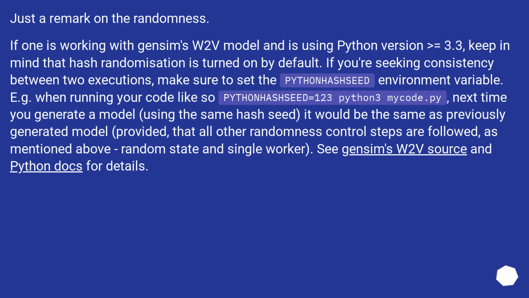For example, when running your code like so: PYTHONHASHSEED=123 python3 mycode.py. Next time you generate a model using the same hash seed, it would be the same as the previously generated model, provided that all other randomness control steps are followed, as mentioned above: random state and single worker. See gensim's W2V source and Python docs for details.